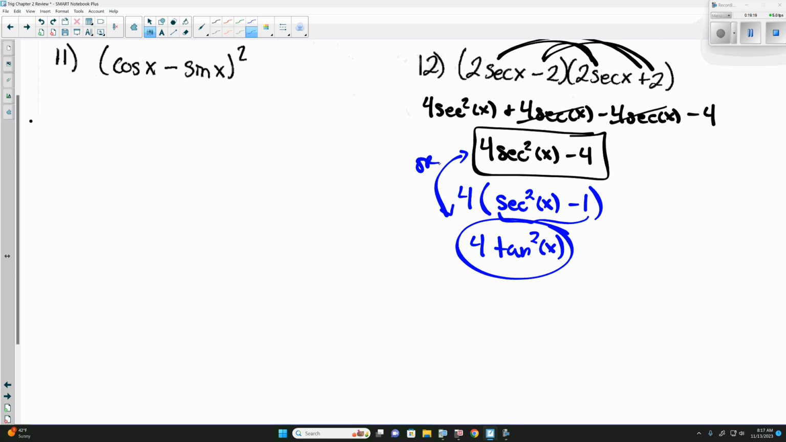Either one works. They're both simplified. I did put the 4 tangent squared of x on the answer sheet, but really both of them do work.